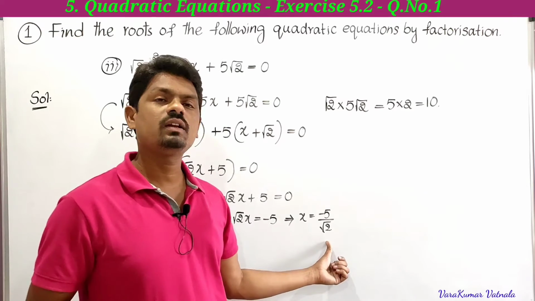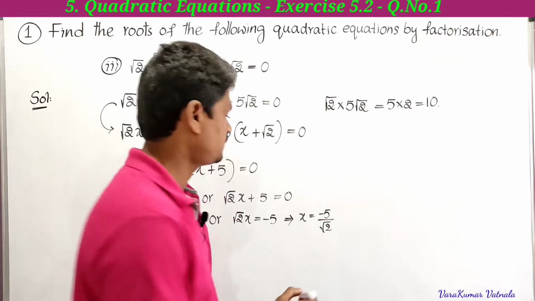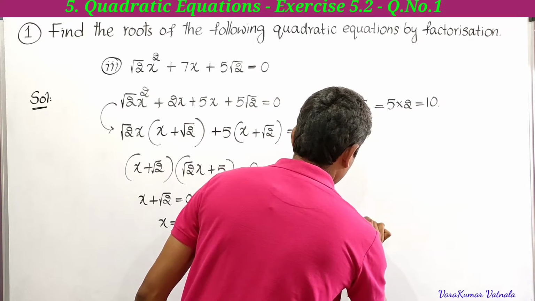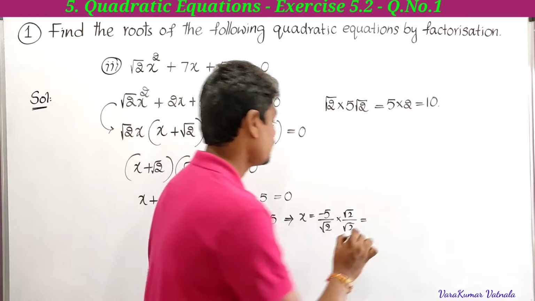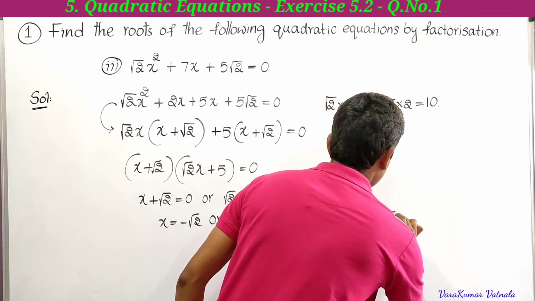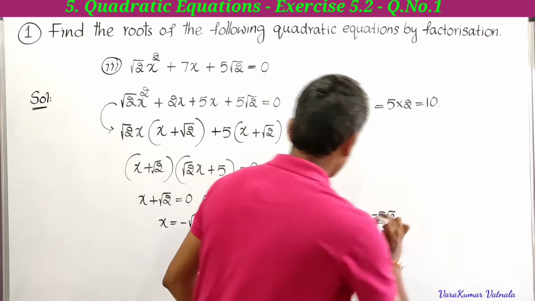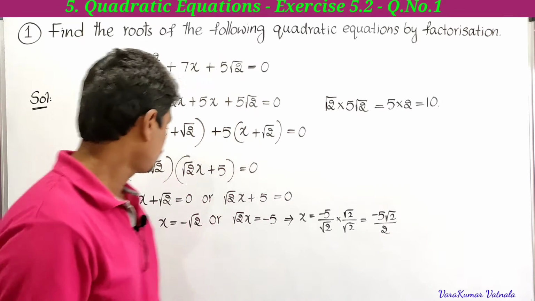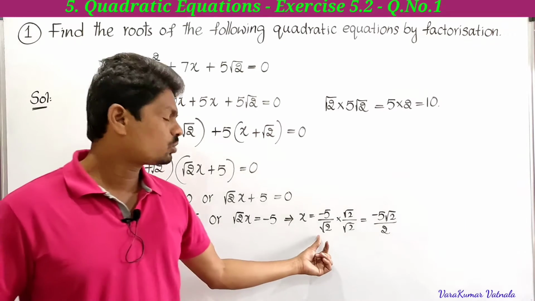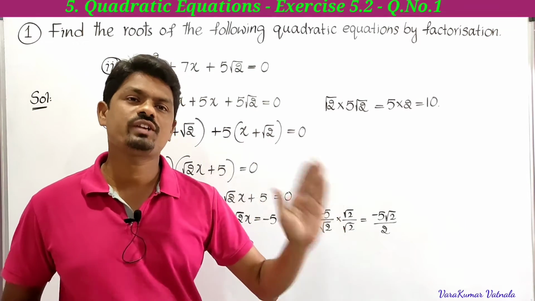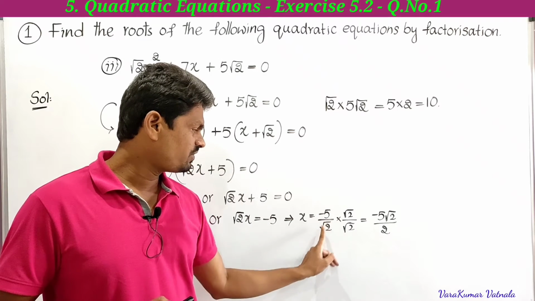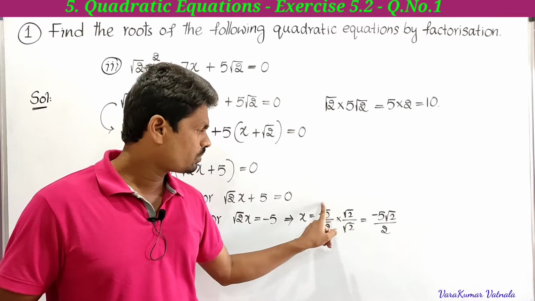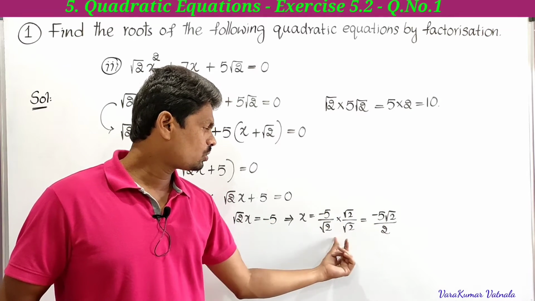So here in the denominator root 2 is there. Then we have to rationalize it. So multiply by root 2 divided by root 2. This is the rationalization, we get finally minus 5 root 2 divided by 2. So whenever you get a root term in the denominator, we have to rationalize it. The rationalizing factor of root 2 is root 2, so multiply and divide with root 2. Minus 5 into root 2 is minus 5 root 2, root 2 into root 2 is 2.